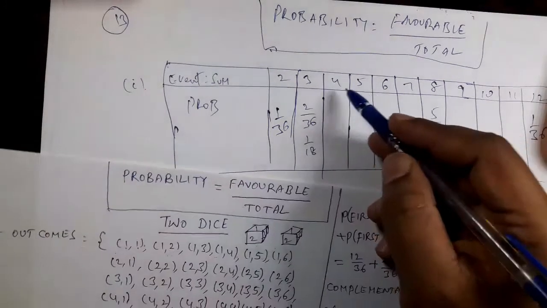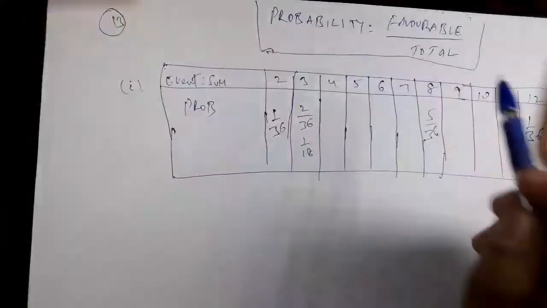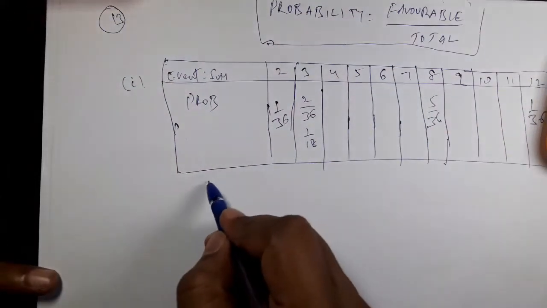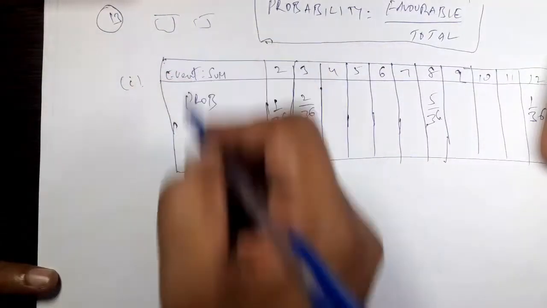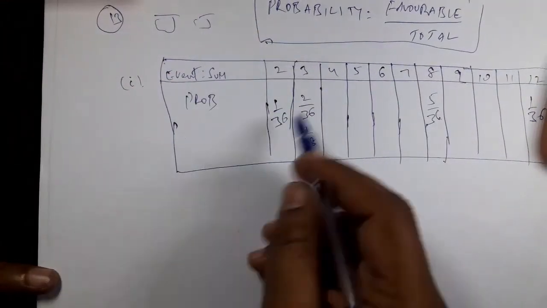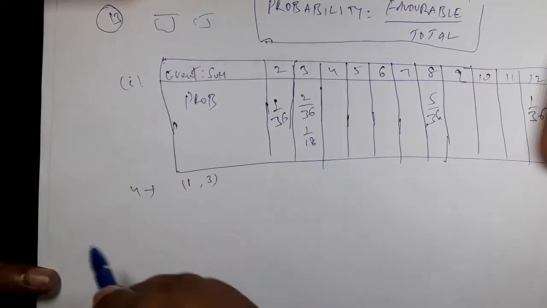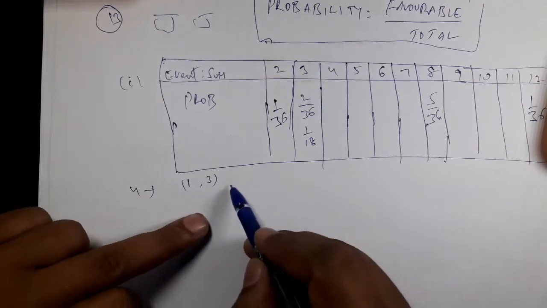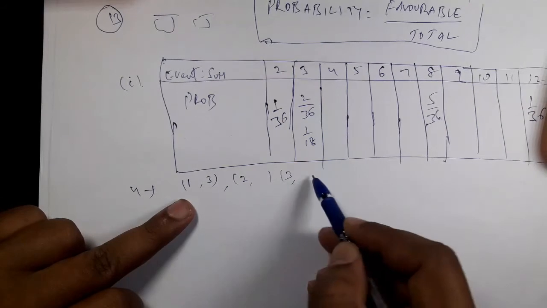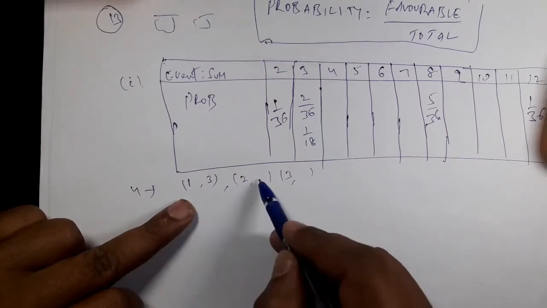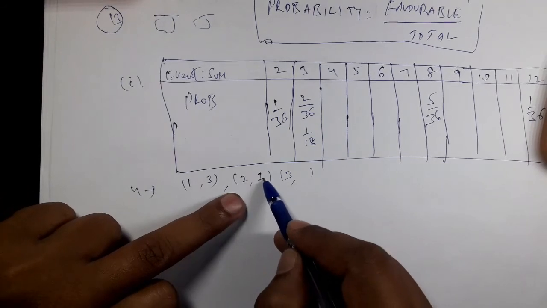Now coming to sum 4. You observe this. Sum 4 means, if 2 dice are thrown and the first die shows, let us say, 1, the second die should show 3. I want sum 4, right? 1, 3. Or if the first die shows 2, or 3, and so on. If the first one shows 2, the second one should show 2. 2 plus 2, 4, right?